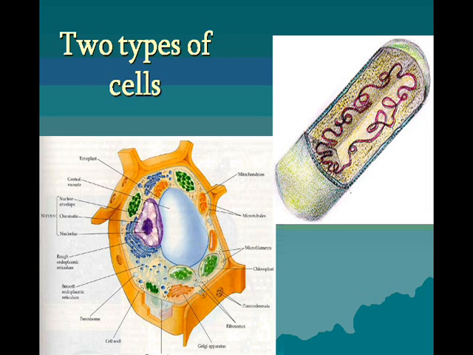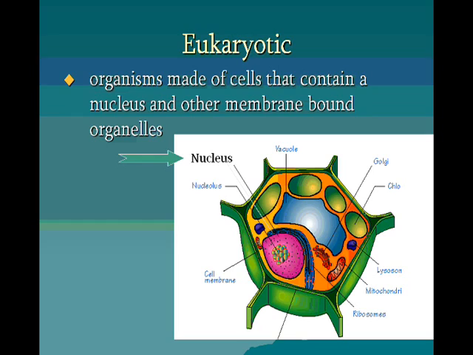There are two main types of cells, broken down into two categories, and they're both pictured for you here, a prokaryotic cell and a eukaryotic cell. Eukaryotic cells have a nucleus. That is the primary distinguishing factor of a eukaryotic cell. It has a nucleus as well as other membrane-bound organelles. And in this picture, you can see some of the other membrane-bound organelles, like vacuoles, Golgi bodies, lysosomes, mitochondria. Those are things that only eukaryotic cells have. But the primary difference is a nucleus.